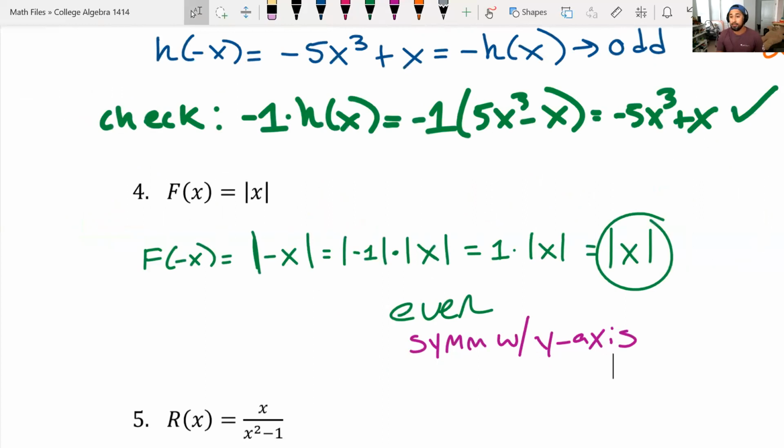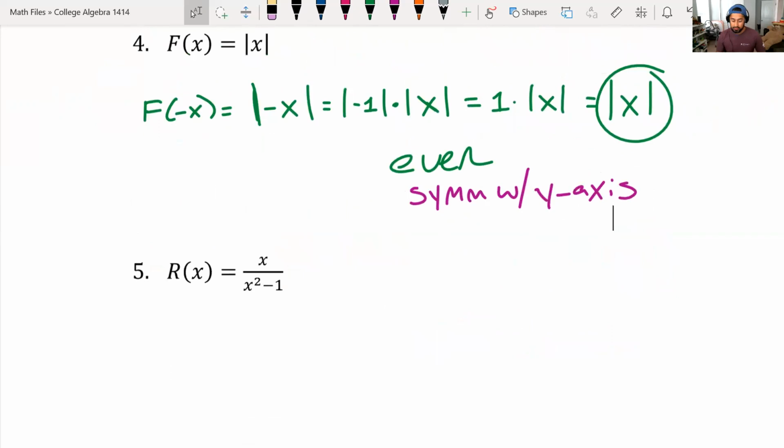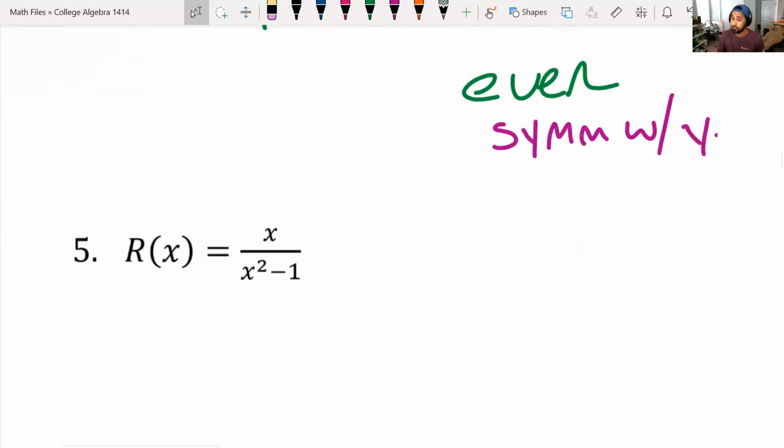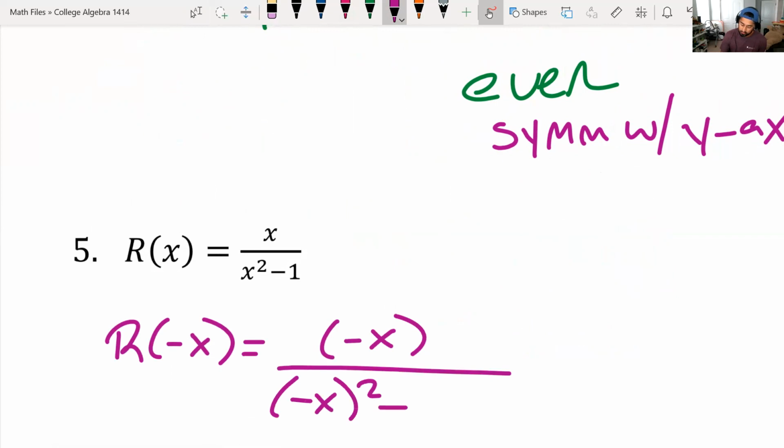Okay, perfect. Last one, rational functions. All right, these ones are a little tricky. And we'll do the same thing. Plug in negative x. I get negative x over negative x squared minus 1, which will give me negative x over x squared minus 1.